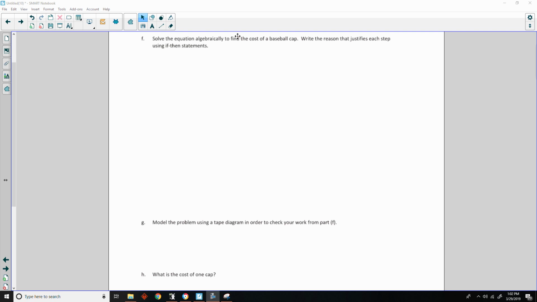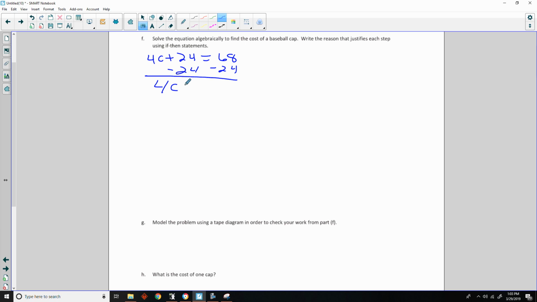Part F says, solve the equation algebraically to find the cost of a baseball cap. Write the reason that justifies each step using if-then statements. Okay, I'm not going to do that again just for the sake of time in the video. I'm just going to continue and solve, and I'll say it, I won't write it. So the first thing I'm going to do is I'm trying to use this equation here. And all I'm going to do is subtract 24 from both sides. So that is the addition property of equality. I added a negative 24 to both sides.